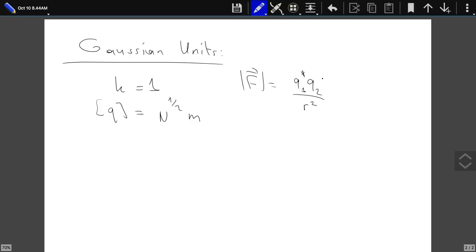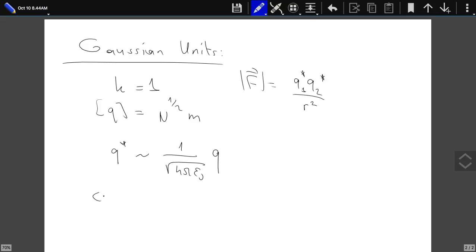Let us separate the charges in different units by putting a star over here. Then if you want to switch back and forth between different units, Q star would be just 1 over square root of 4 pi epsilon 0 times Q in the standard units. So you can easily go back and forth between the charges.